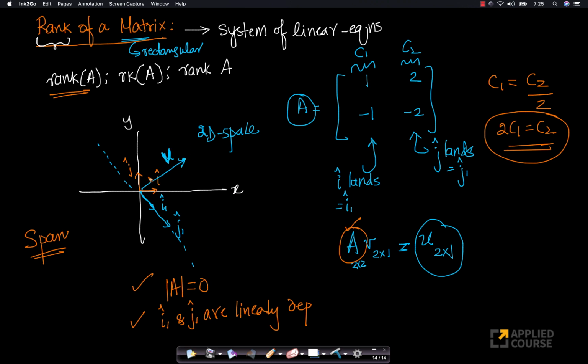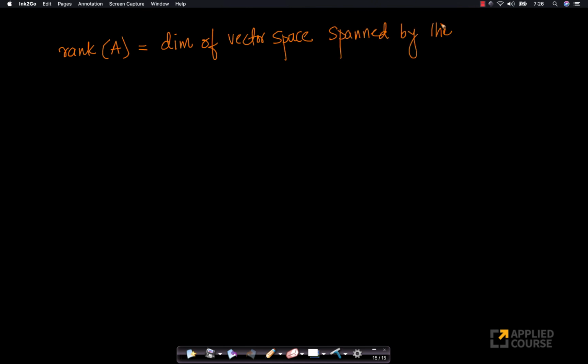Because any vector in this 2D space can be represented as a linear combination of i hat and j hat. But what is the span of i1 hat and j1 hat? Because they are linearly dependent, the span is only this line. So one way to define rank geometrically is: the rank of a matrix A is the dimension of the space spanned by the column vectors of A.